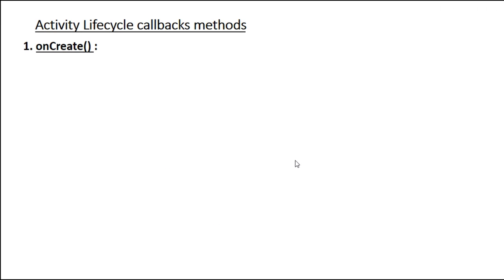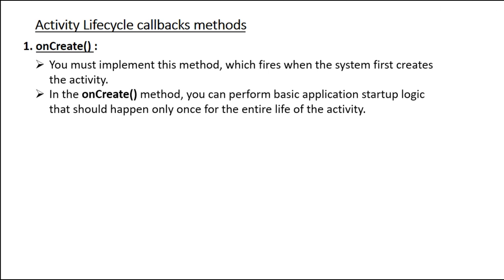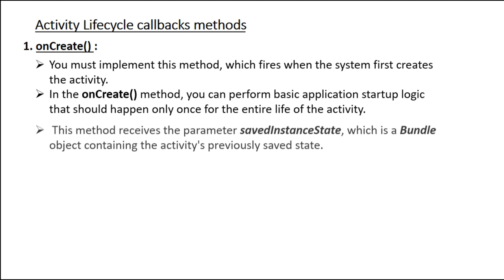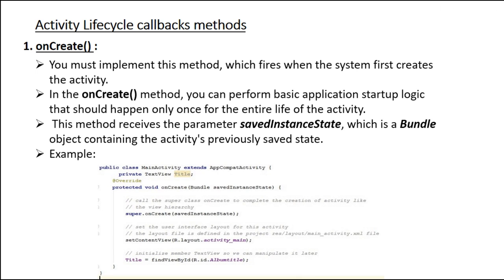So now we can learn about the lifecycle callbacks of an activity. The first method is onCreate. You must implement this method, which fires when the system first creates the activity. In the onCreate method, you can perform basic application startup logic that should happen only once for the entire life of the activity. This method receives the parameter savedInstanceState, which is a Bundle object containing the activity's previously saved state. Here is an example of the onCreate method.